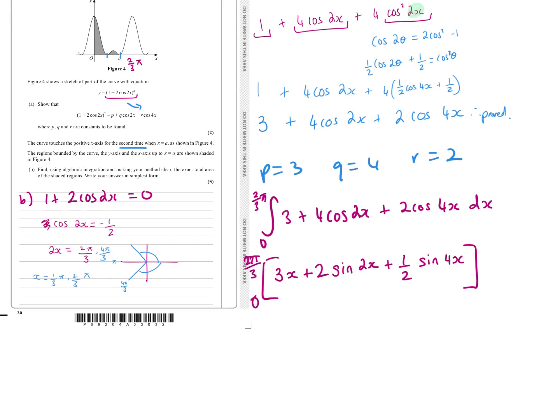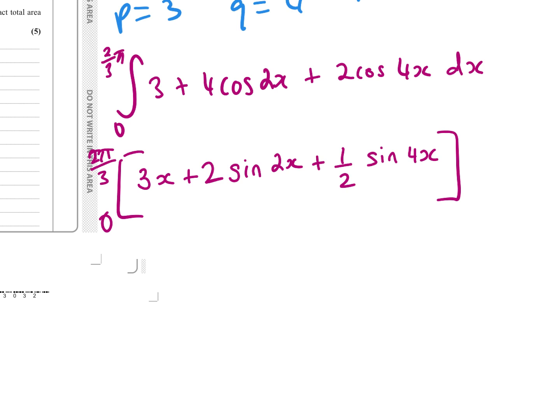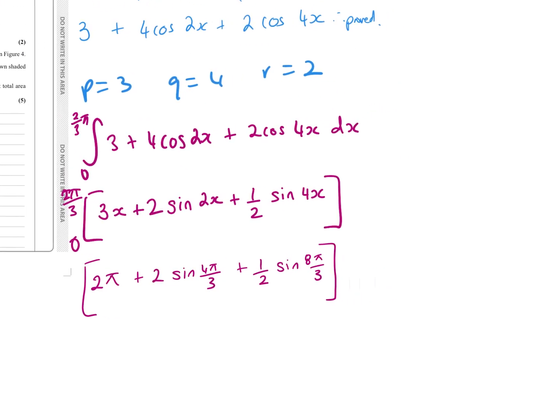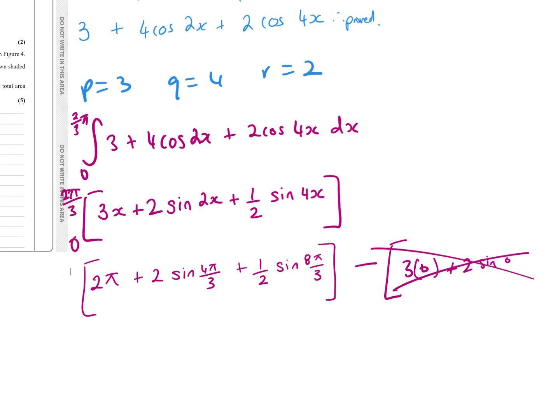Yeah. Okay, so let's check this. If I put 2 pi over 3 in this, I get 3 times 2 pi over 3, which is 2 pi, plus 2 lots of sine of 4 pi over 3. Okay, plus a half lots of sine of 8 pi over 3. Okay, then I need to take away 3 lots of 0, which is 0, and sine 0, plus 2 lots of, basically this is just 0. Okay, 2 pi is 2 pi.